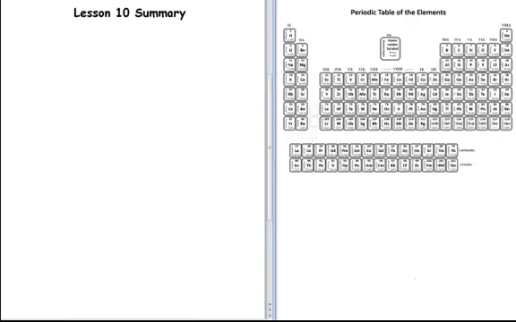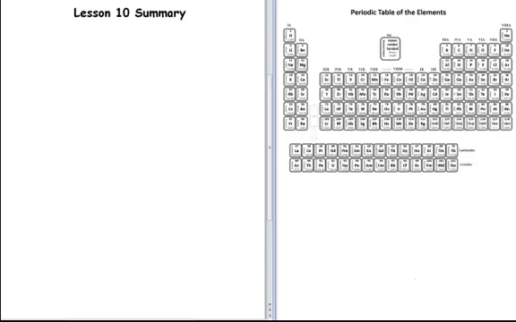Lesson 10 talked about the history of atomic theory, what people have discovered about the structure of atoms over the years. These discoveries increased our knowledge of the atoms and therefore our knowledge of matter. I'm not going to go through all of the biographies and the specific discoveries. You can read those in your text.